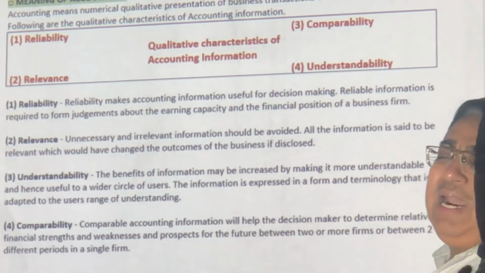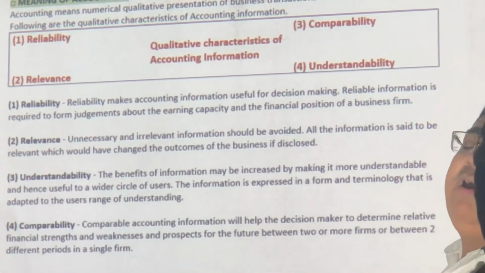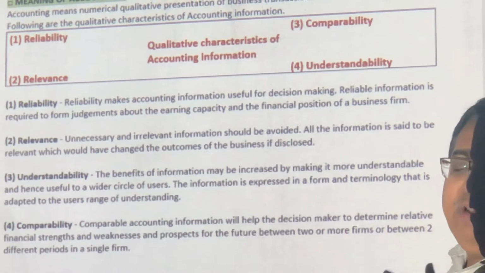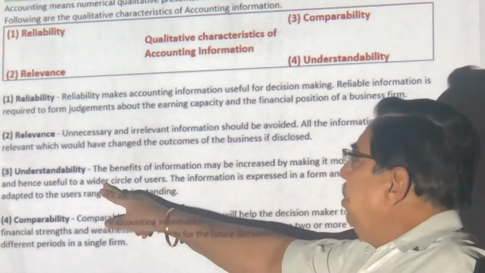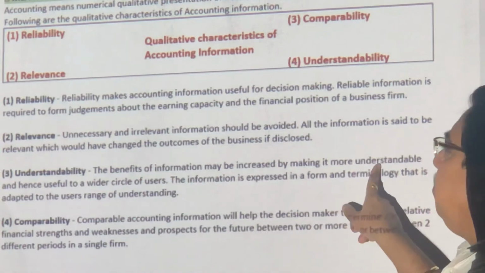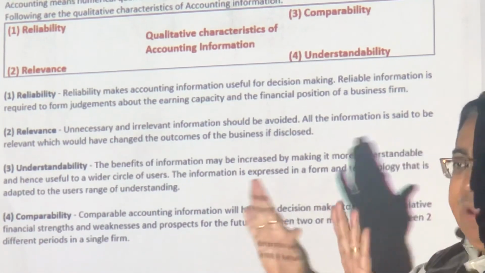Relevance. Don't write unnecessary and useless information. Ganpati was there for 7 days. What are we going to do with that? Don't write the period of accounts for that. Okay? Understandability. Make it more understandable. People draw graphs, they make pie diagrams, they make comparison tables.